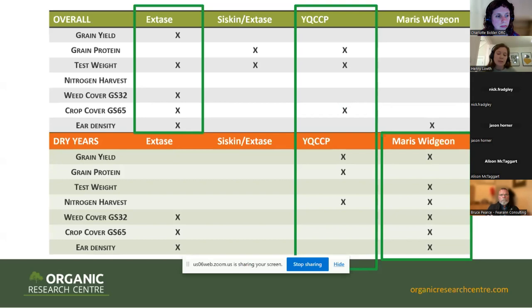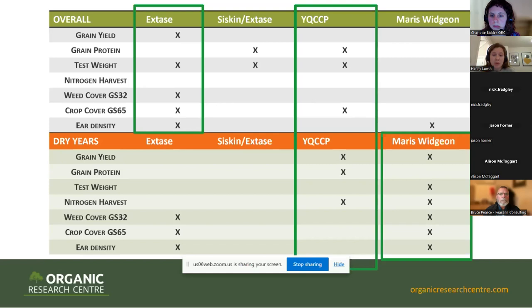highlighted those drought years that I explained before. Dry springs and dry summers are quite likely to become more prominent in future years, with the climate projections that we have. I think it's quite likely that we'll see dry springs and dry summers, so it's really interesting for us to look at how these cultivars perform in those kinds of environments. What we see here is that YQ shows dynamic stability, so better resilience, in terms of grain yield and grain protein, and also nitrogen harvest.